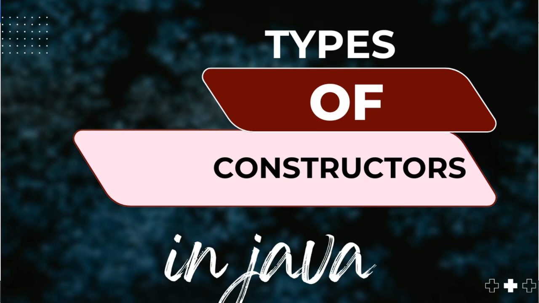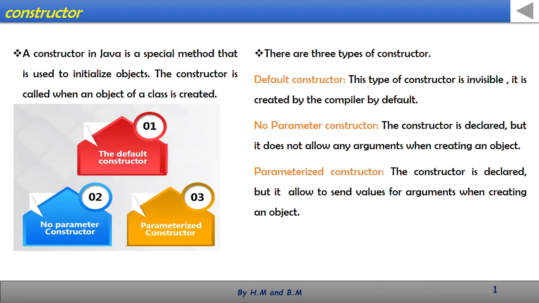Welcome to my channel. Today we're going to see about constructors in Java. A constructor in Java is a special method that is used to initialize or instantiate an object of the class. So they are called when we create an object of that class.